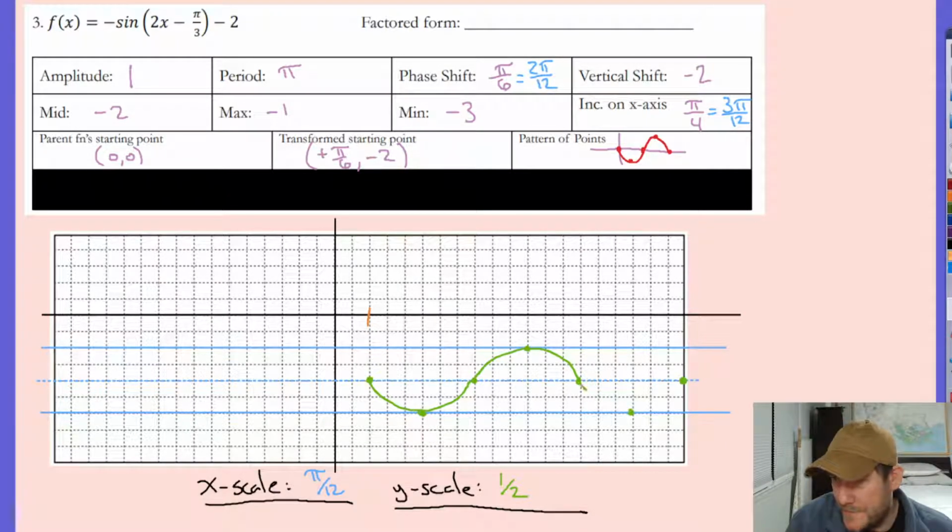Alright, notice we're only getting half of a period here. So we better kick this way to get another half period. So we said it was 1, 2, 3. The preceding point would be a max. 1, 2, 3 would be on the midline. So I can add another chunk here.